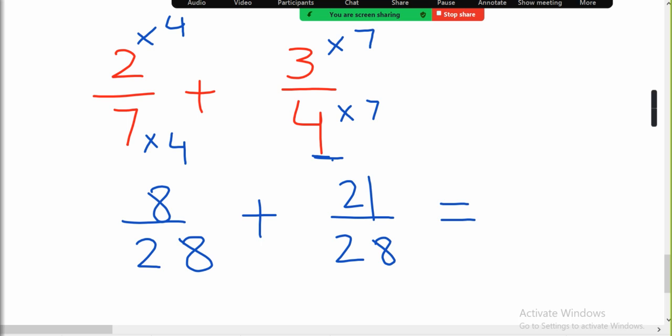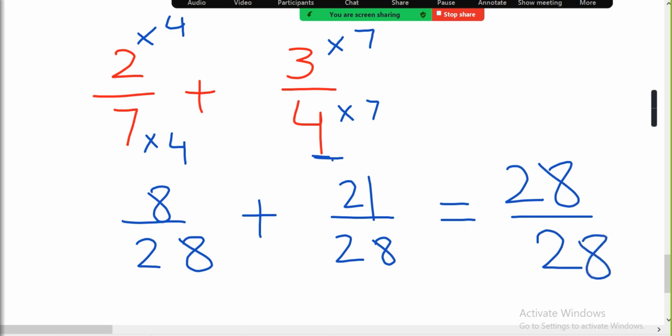Okay. 8 plus 21 is 29. Now we have 28 on the top and 28 in the bottom. Okay, it is just by chance. But here we can tell a new thing to our students. When the denominator and numerator are the same, it means it is one whole. Right? When the denominator and numerator are the same, it means it is one whole.